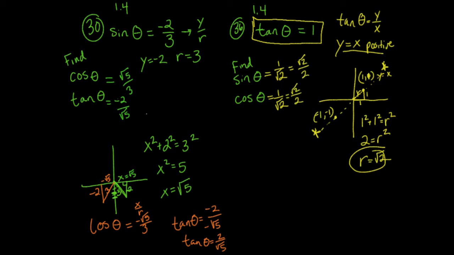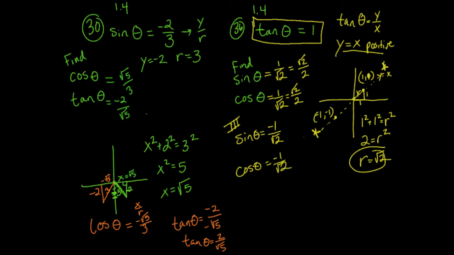Okay? Same now if we did sine theta in quadrant 3. So for quadrant 3, sine theta would be negative 1 over the square root of 2. And cosine theta would also be negative 1 over the square root of 2.